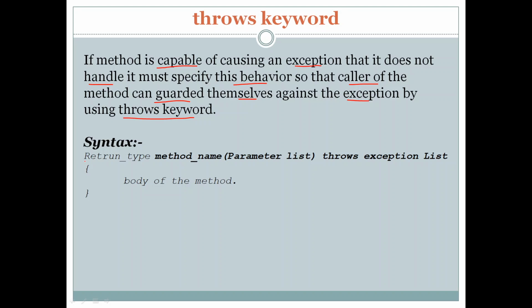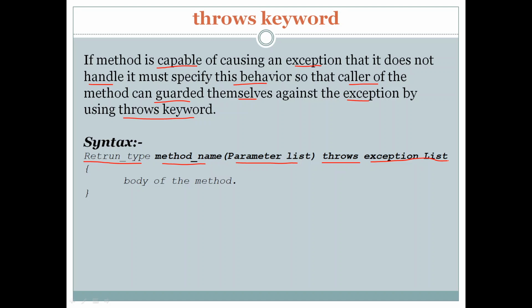You can see the return type of a method. The throws keyword is usually used with a method definition. So the return type of a method, name of the method, the parameter list the method takes, and the keyword throws and an exception list. We can define any number of exceptions here. Throws ArithmeticException, comma, NumberFormatException, comma, ArrayIndexOutOfBoundsException.